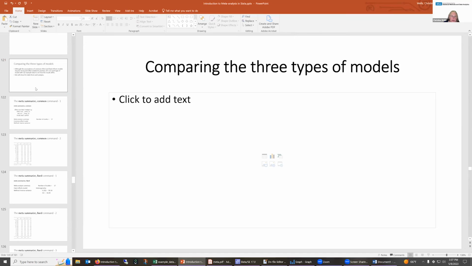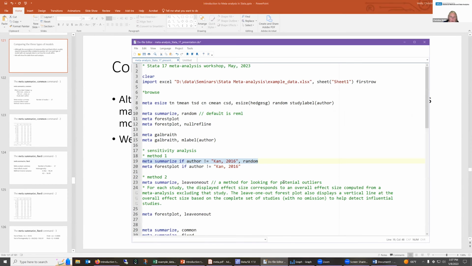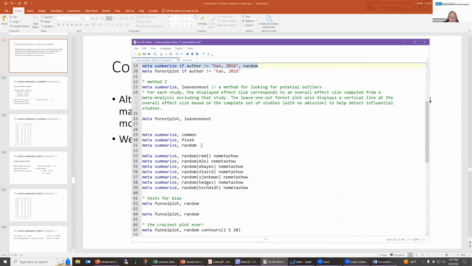Okay, let's compare the 3 types of models. Although the assumptions for these models, common effect and fixed effects models, may be strong and often violated in practice, we're still going to try and run each of these to see how our results would differ. And then I've got a table that shows you the output. So what it looks like, oh, here's my leave one out stuff here. I just ran those commands there.